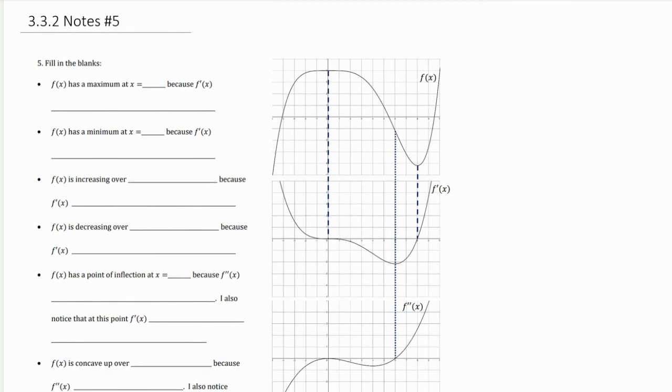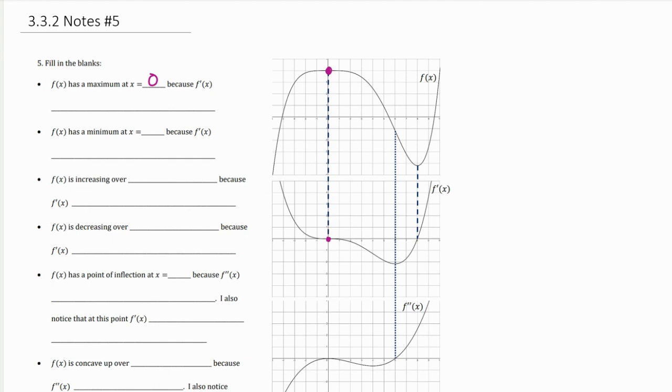So for this graph, I have f of x, and then I have f double prime and f prime, and we're going to justify where maxes, mins, and zeros occur and how you can see them from the graph of f prime and f double prime. So let's look at f. Where does f have a maximum? f has a maximum here at x equals 0 because f prime, and then look at what's happening at f prime. f prime is equal to 0.